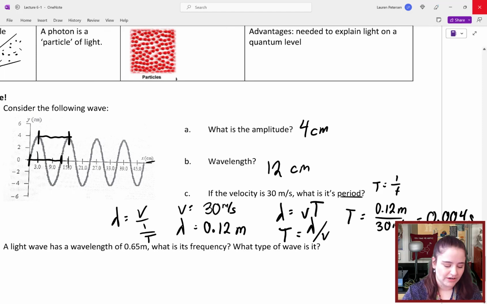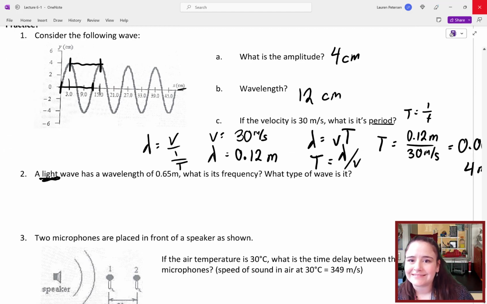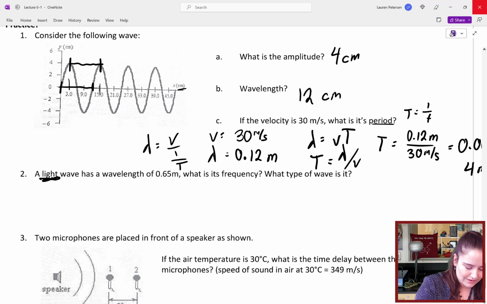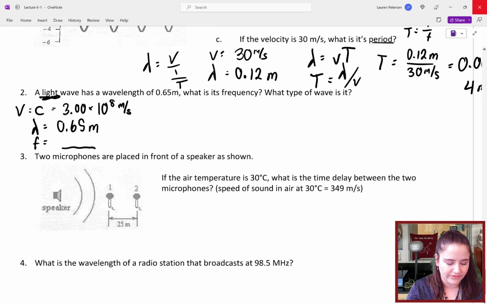Okay, cool. Let's try another one. Ooh, a light wave. What speed is it going? Anytime you see the word light, you can write v equals c, which equals 3.00 times 10 to the 8th meters per second. And then it has a wavelength of 0.65 meters. What is its frequency and what type of wave is it?